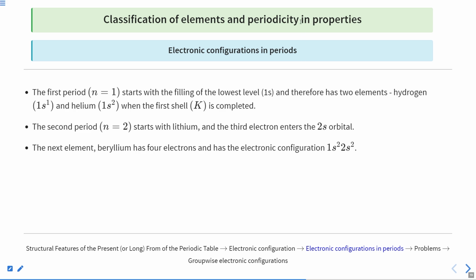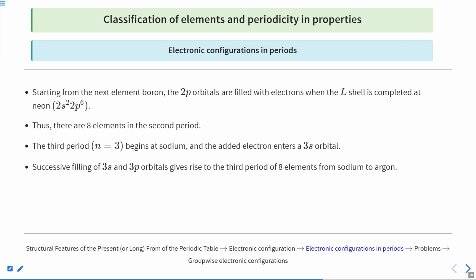The second period, n equals 2, starts with lithium. First of all, the electron enters the 2s orbital. The next element is beryllium, which has 4 electrons and the electronic configuration 1s2, 2s2. Starting from the next electron, at boron, the 2p orbitals are filled with electrons until the L shell is completely filled. It is at neon, which is 2s2, 2p6. Thus, there are 8 elements in this period, starting from 2s1 and ending at 2s2, 2p6.